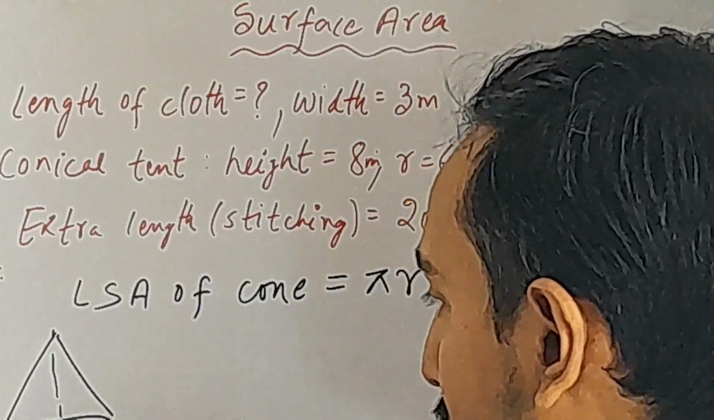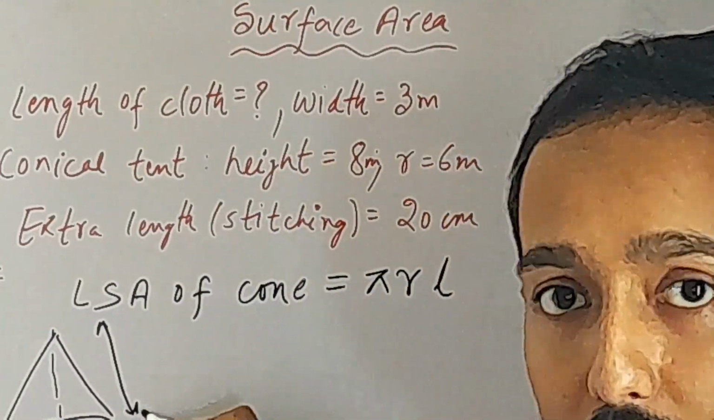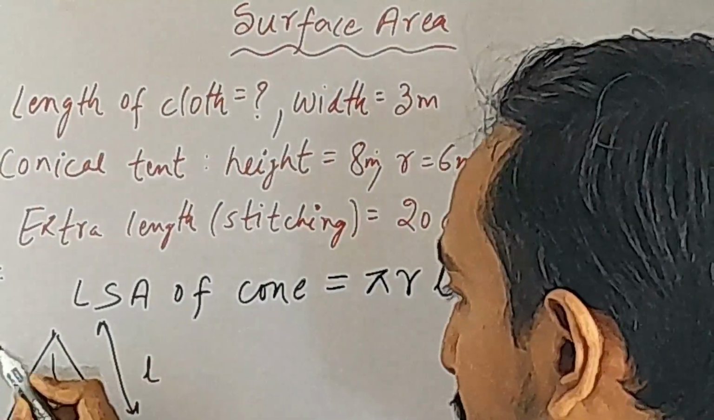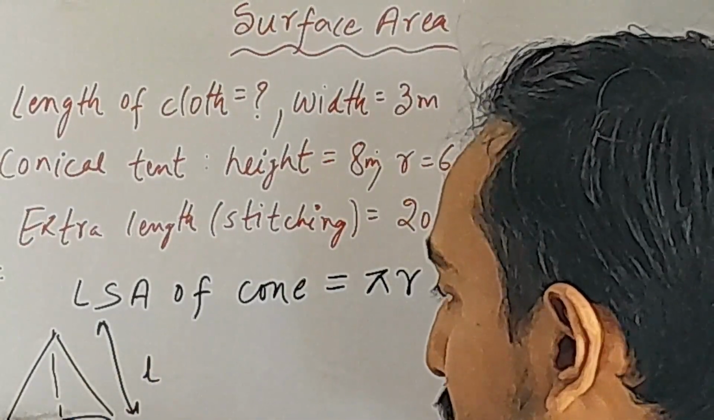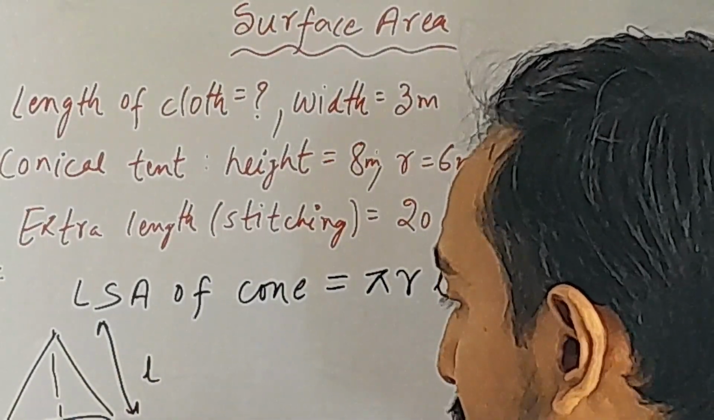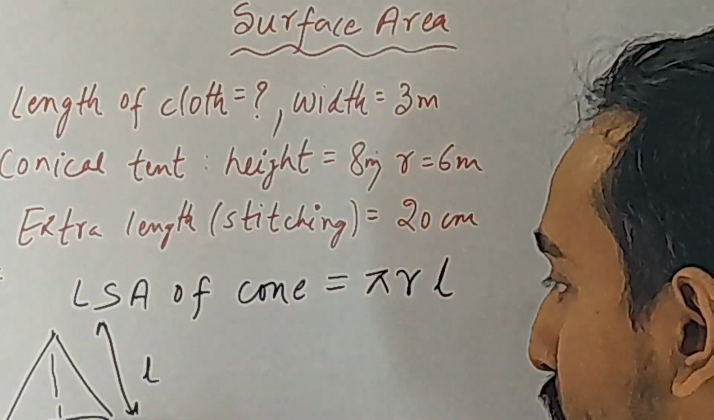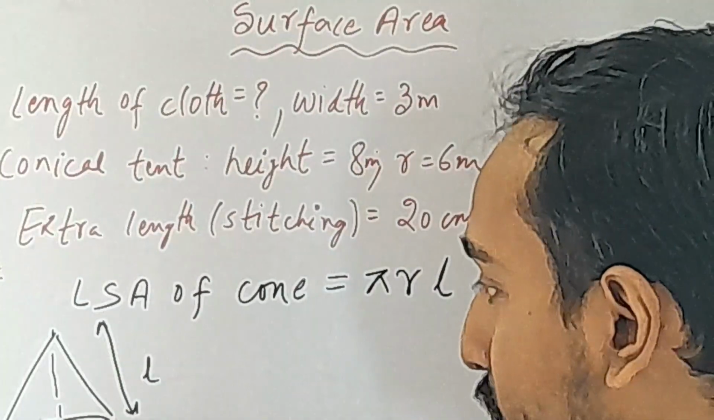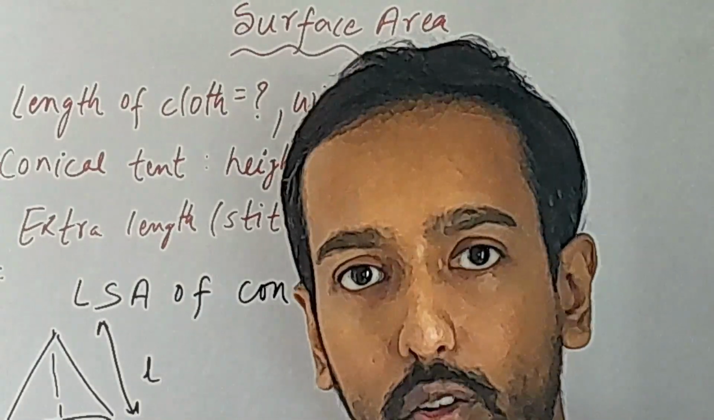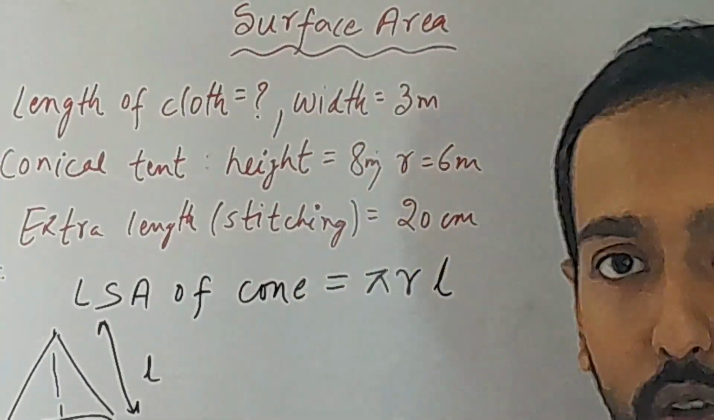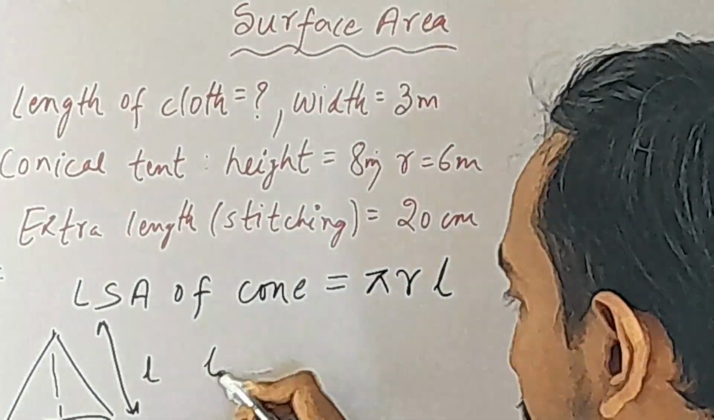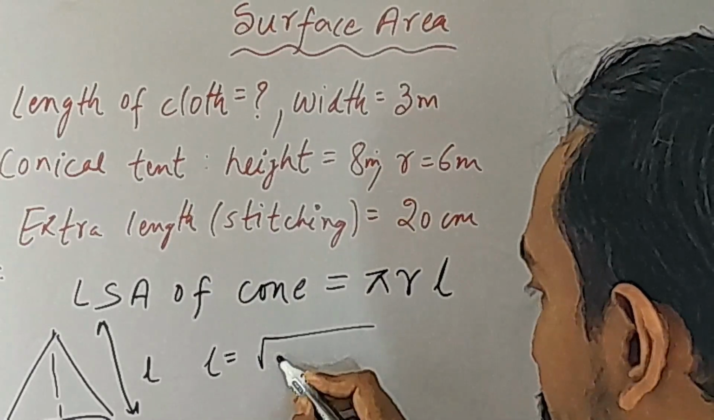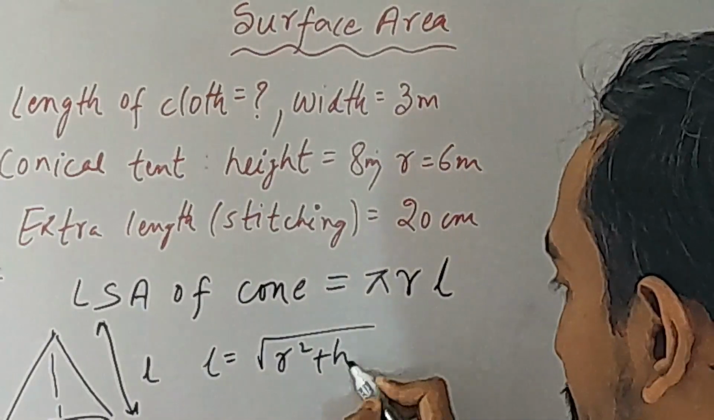This is a cone. This is called the slant height, given by L. This is called the height of the cone, given by H. And this is called the radius. So you see that this is a right circular cone. It means that this angle is equal to 90 degrees. So we will use the Pythagoras theorem in order to find the value of L. You see that the value of L comes out to be the square root of R square plus H square.